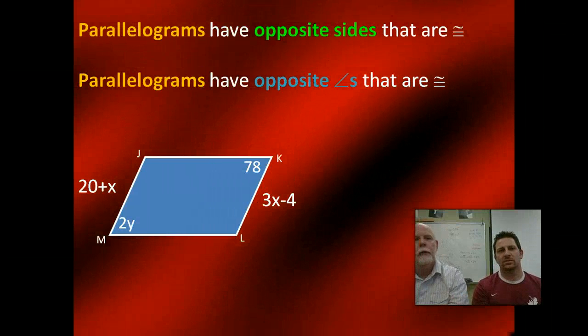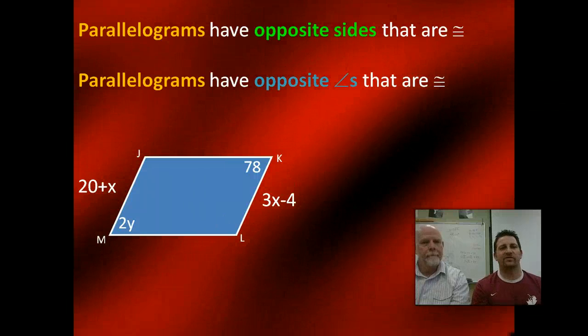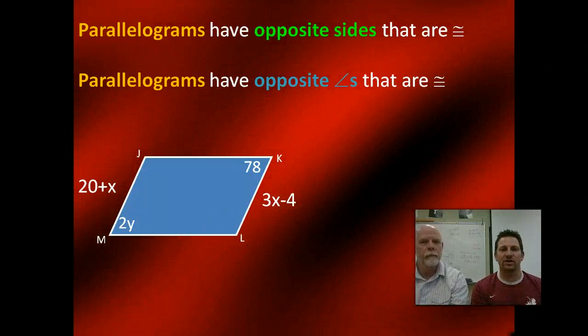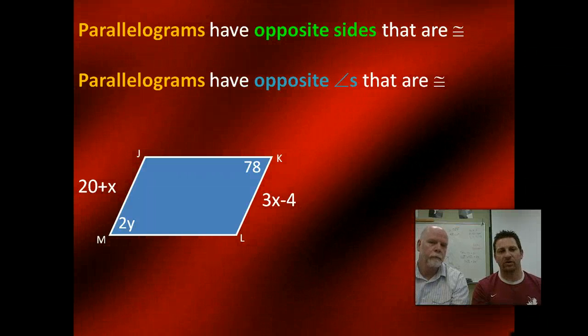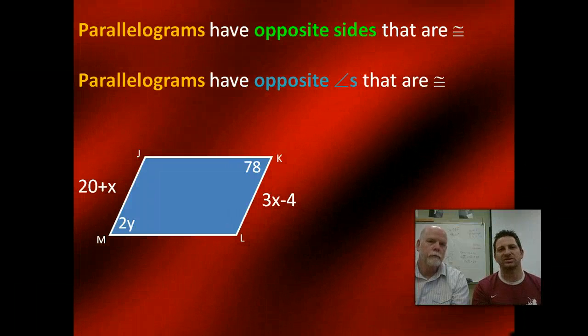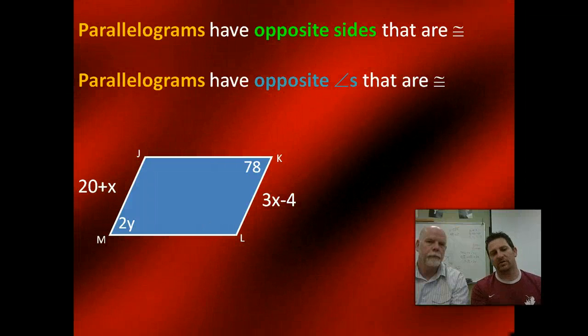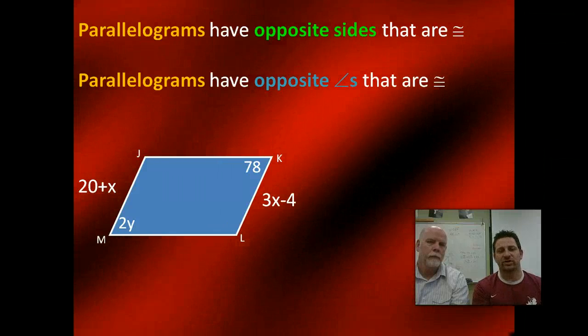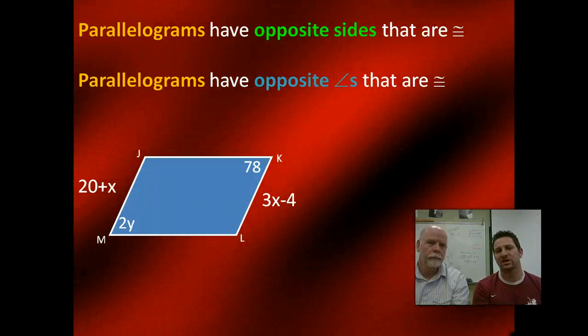Parallelograms have opposite sides that are congruent, and opposite angles that are congruent. These are the rules of a parallelogram, that's what makes it a parallelogram. If you look at this picture down here, side JM and side KL are congruent to each other, and side JK and side ML are also congruent to each other. Notice that they are also the parallel sides to one another.